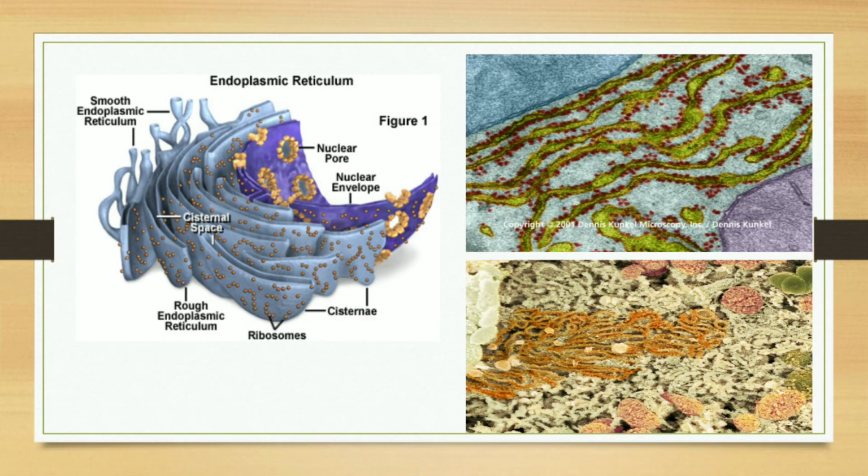This slide shows the picture of endoplasmic reticulum. The endoplasmic reticulum binds with the nuclear envelope, and we see there are two types of endoplasmic reticulum, smooth and rough. The rough endoplasmic reticulum possesses ribosomes on its membranes. Here we see three pictures. On the right side, these pictures are captured under the microscope.